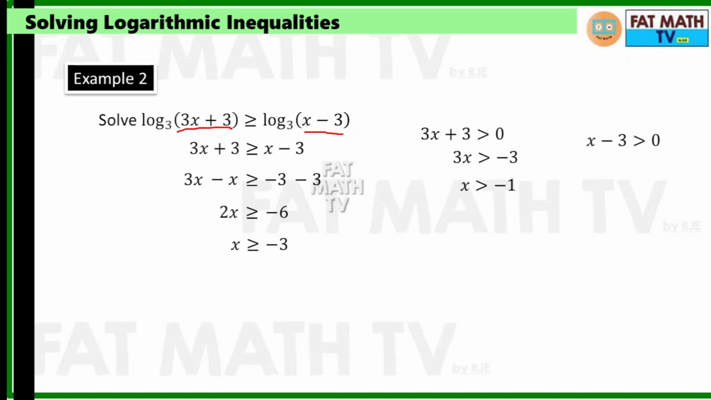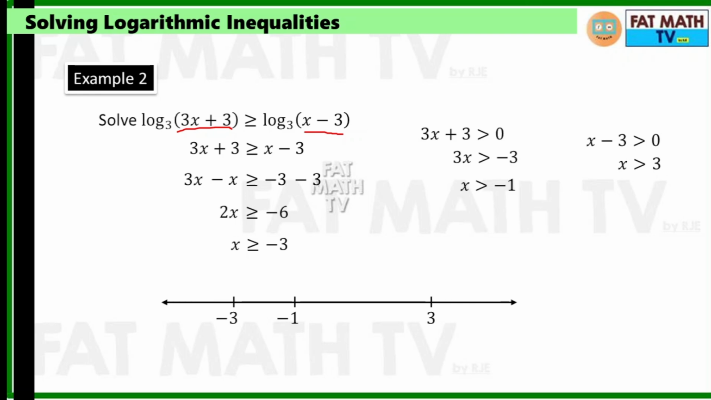And then, x minus 3 should also be greater than 0. So, put negative 3 to the right. You will have x is greater than 3. So we have three numbers here, negative 3, negative 1, and 3. And we have to arrange them on the number line. So the lowest is negative 3. The next one is negative 1. And the biggest of the three of them is positive 3.